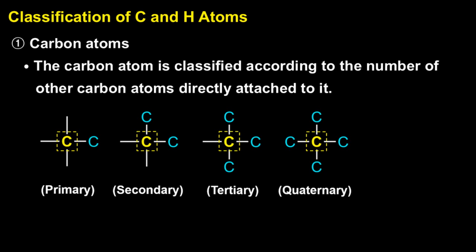In alkanes, we classify carbon atoms based on how many other carbon atoms they're directly bonded to. If it's bonded to just one carbon, we call it a primary carbon, or 1 degree. If it's bonded to 2, that's a secondary carbon. 3 bonds, that's a tertiary carbon. And if it's bonded to 4 other carbon atoms, that makes it a quaternary carbon. Pretty straightforward, right? Once you get used to it, recognizing them becomes second nature.